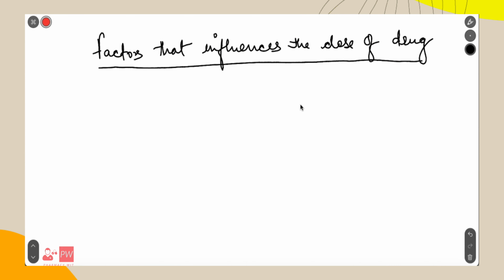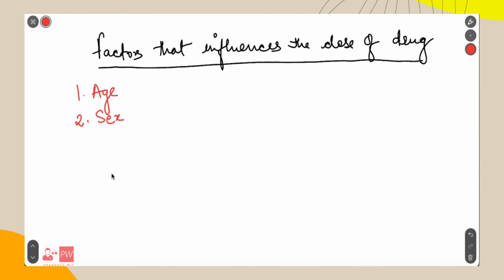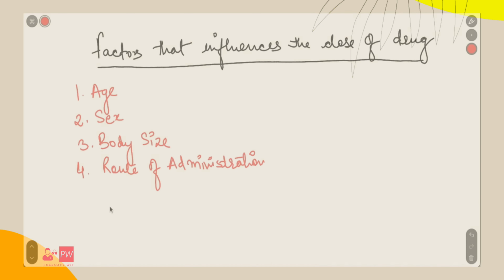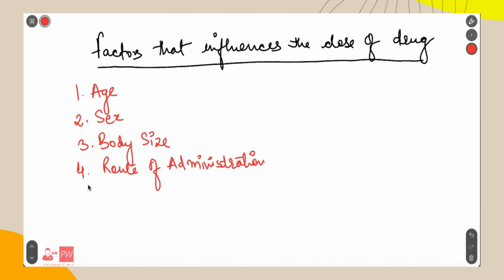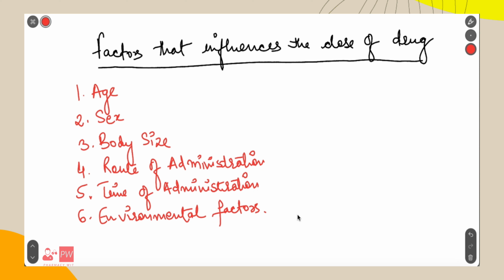Here I will write down the following factors that influence the dose of a drug. First factor is age. Second factor is sex. Third factor is body size. Fourth factor is route of administration. Fifth factor is time of administration. Sixth factor is environmental factors, psychological factor or psychological state.